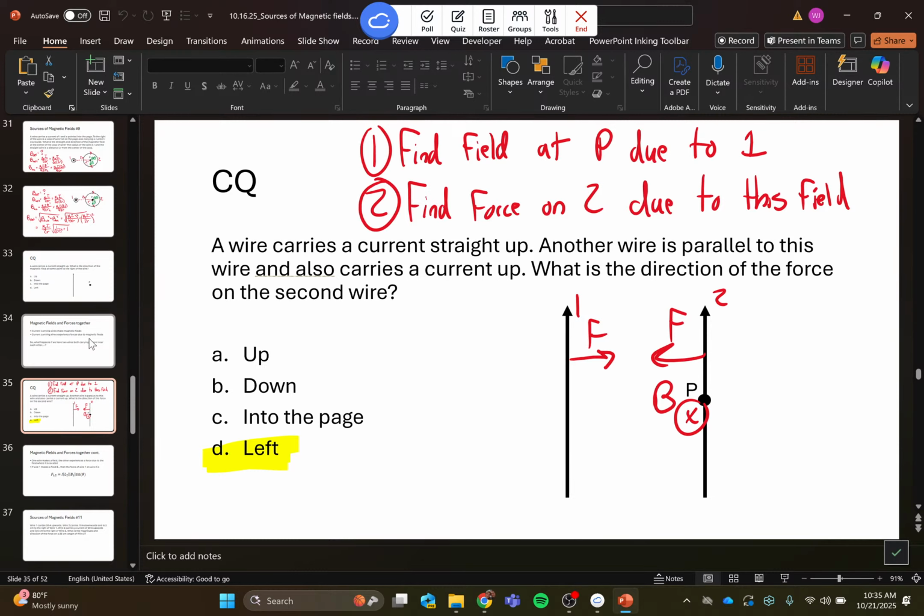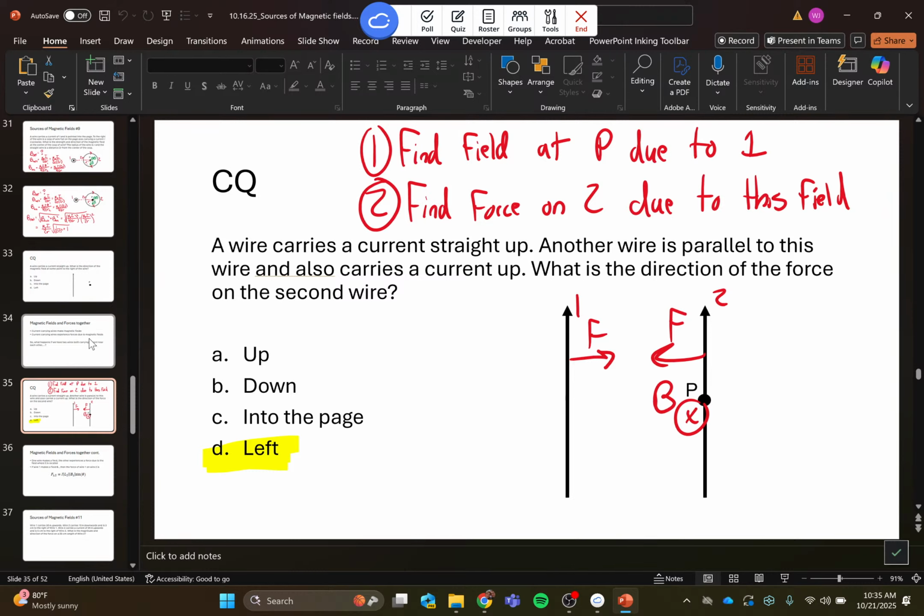And this does boil down to a simple rule: if you have two parallel wires, if the currents are going in the same direction, they attract. If the currents are going in opposite directions, they repel. Why? You have to actually go through the right-hand rules to prove that. And we did that with the two wires going in the same direction. Why is the force to the left?